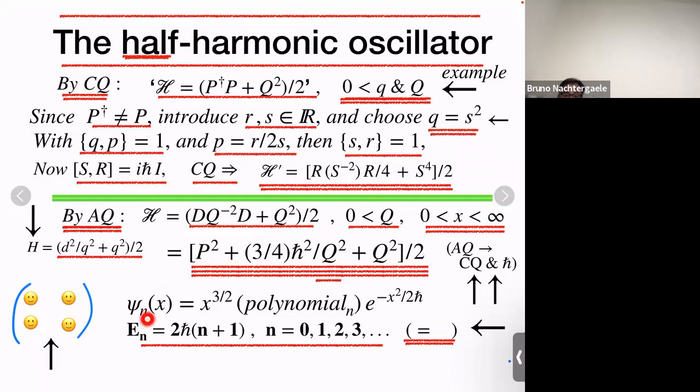The eigenfunctions have been found to be x to the 3/2 times a certain polynomial and an exponential term. But the big thing is the eigenvalues. E sub n equals 2h times n plus 1, where n is 0, 1, 2, and 3. And that's an equal spacing here with 2 and 1 here. This is the ground state.